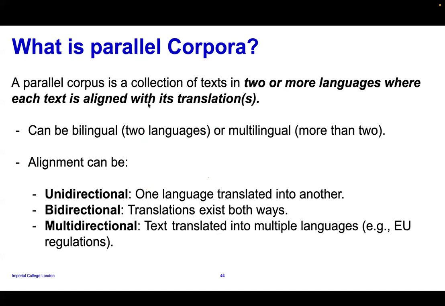So this is basically what parallel corpora are, and they can be unidirectional, where one language is translated into another language. It can be bidirectional, where translation exists in both ways, or multidirectional, that is, one language translated into multiple languages. For example, we can have English, and then that English can be translated into German, Spanish, French. For example, EU regulations: in the EU, we have French, Portuguese, Spanish, so something written in English is translated into the others, so we have multidirectional. So the backbone for any machine translation system is parallel corpus.